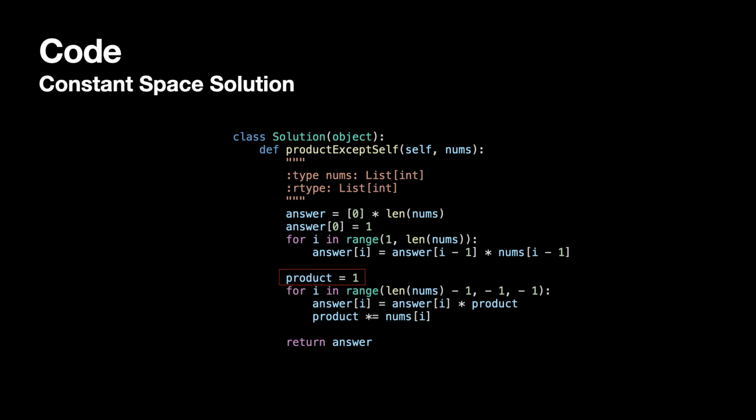Before our right to left pass, we will initialize a variable that will hold the right product as we iterate the input array. We'll then enter our right to left pass and set the answer at index i by multiplying the right product, which is held by our variable, with the left product, which is the ith element currently in the answer array. We'll then update our right product variable to be used in subsequent steps. Finally, once we finish with the right to left pass as well, we can return the answer array and we are done.